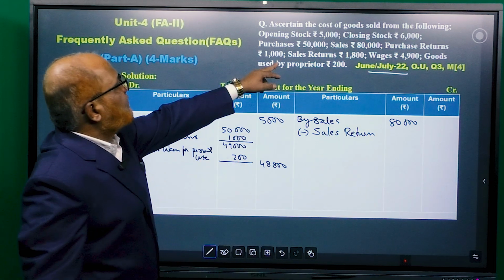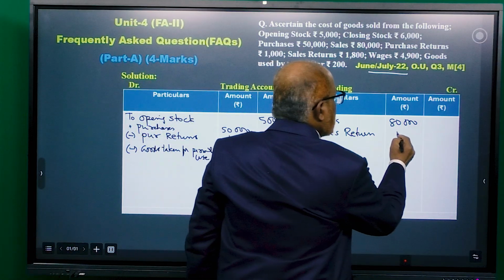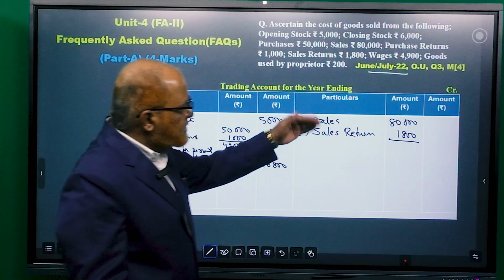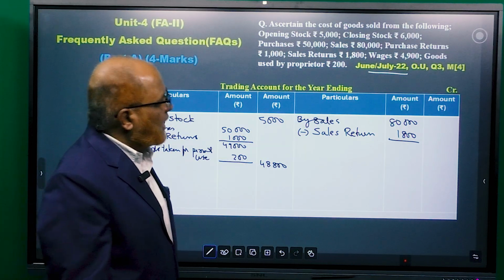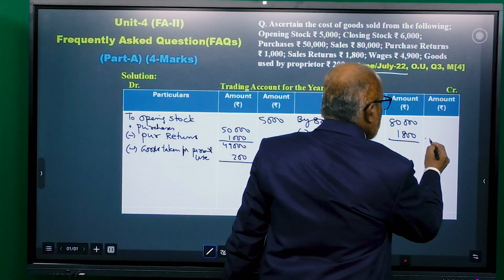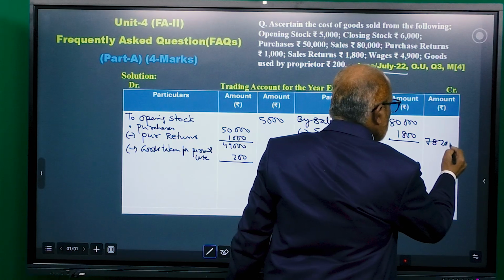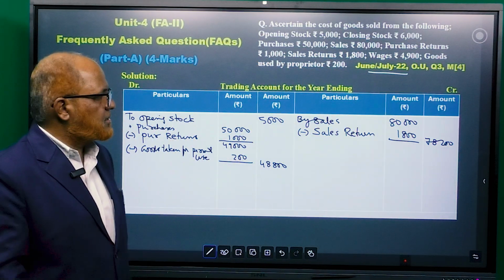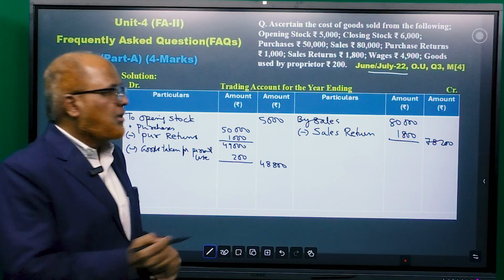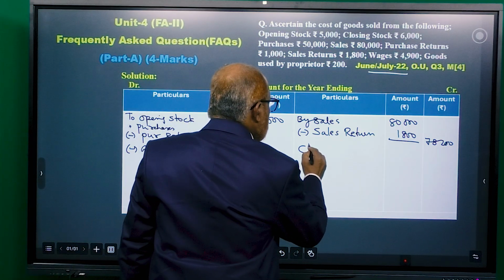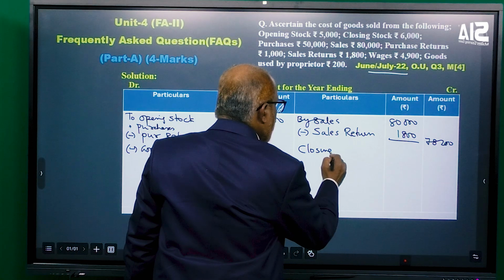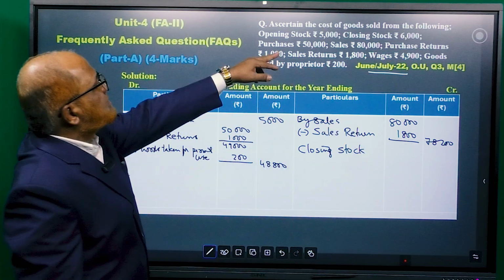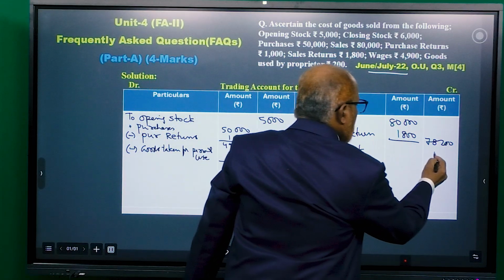How much sales return is given? 1,800. So subtract 1,800. So 80,000 minus 1,800, you will get 78,200. These are called net sales. Sales minus sales return, net sales. Now closing stock. Credit side, closing stock. How much is given closing stock? 6,000. Take directly in the outer column 6,000.